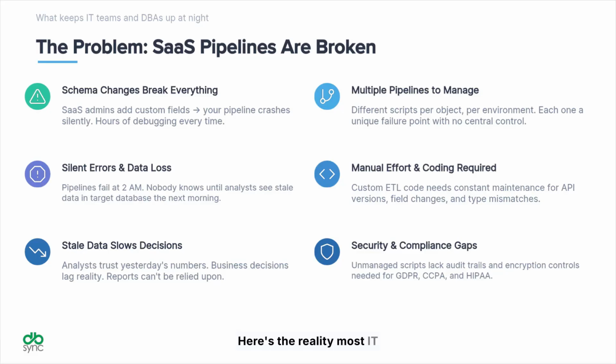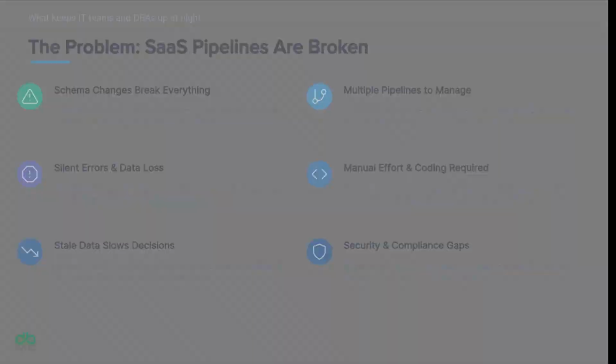Here's the reality most IT teams are living with. A SaaS admin adds a new custom field, and your pipeline breaks silently overnight. By morning, analysts are staring at stale data, and nobody knows why. On top of that, you've got multiple scripts, one per object, each written differently, each a unique point of failure. No alerts, no guardrails, no automatic recovery. And underneath it all, a compliance risk from unmanaged scripts with no audit trails and no encryption. That's exactly what DBSync was built to eliminate.